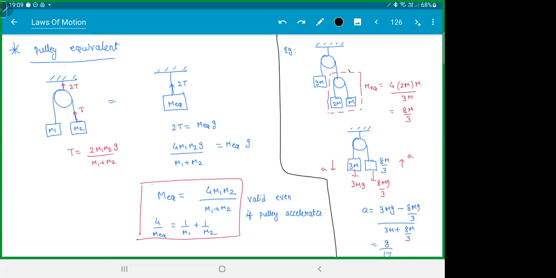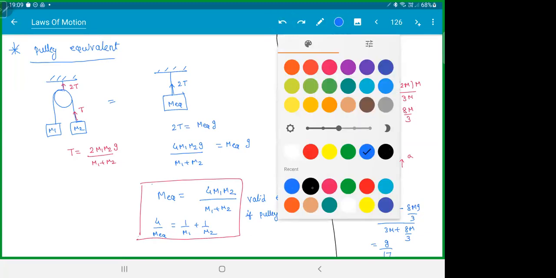So m plus 2m is not 3m here. So this whole pulley system is acting like 8m by 3. That's why 3m is not at rest. Have a look at this. Quite useful. Saves you a lot of time.